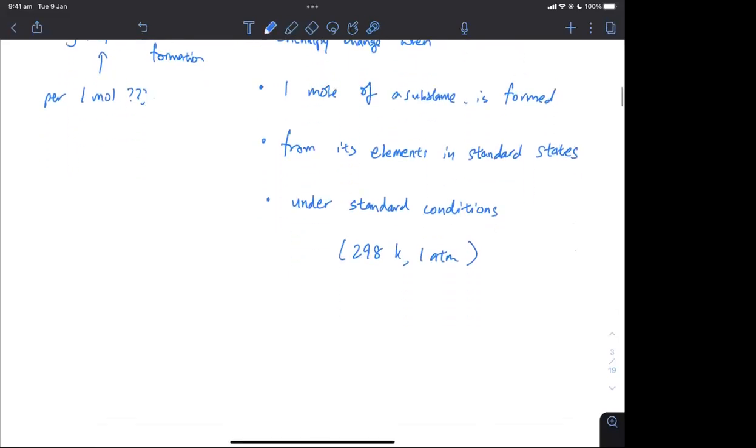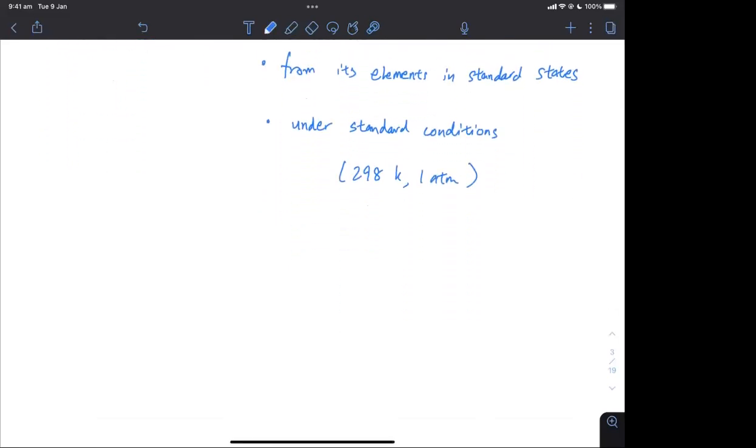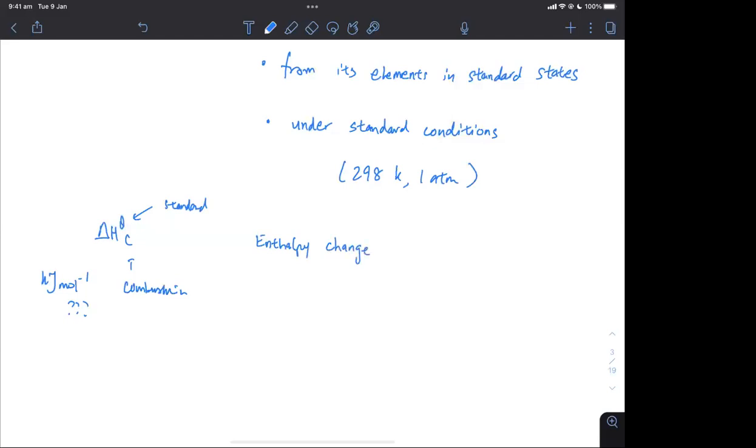There is something very important that I want to show you. I'm going to do the combustion first, and then we're going to do the other one. So this is the standard again, and then the C there refers to combustion. And then this is, again, kilojoule per mole. The question is per mole of what? So this is combustion. So do not get confused between combustion and formation.